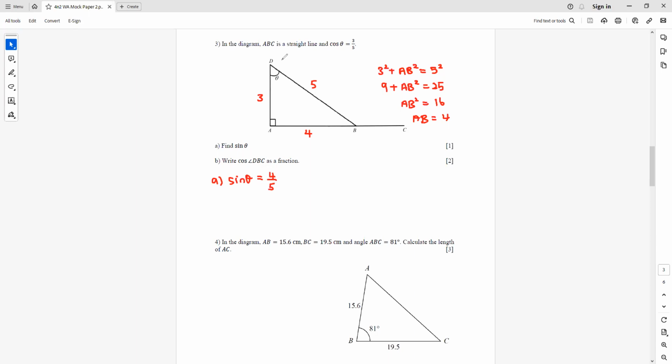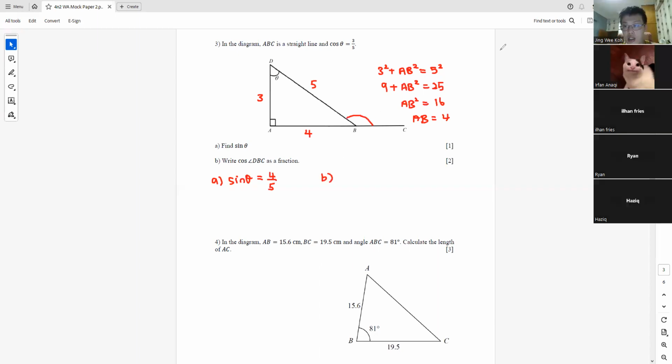Okay, how to find cosine DBC? Cosine DBC is the obtuse angle. So this is the obtuse angle. This is not in a right angle triangle, so I cannot find this answer directly. So instead, I find cosine DBA instead. But are cosine DBC and cosine DBA the same? No, they are not exactly the same. However, what's the difference? They are negative of each other.